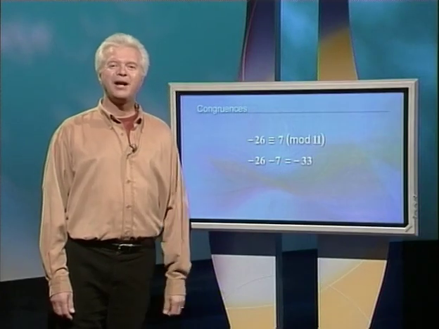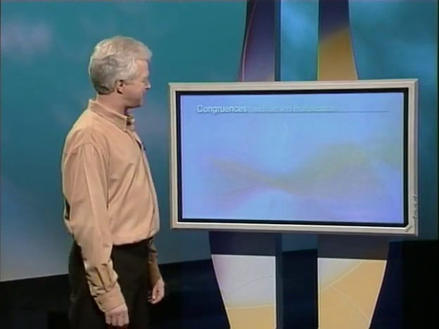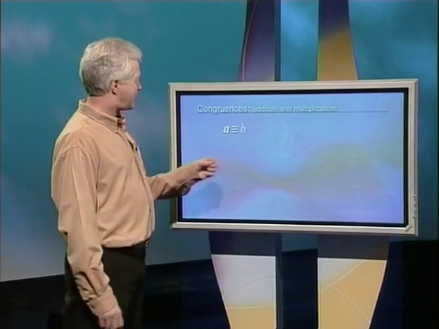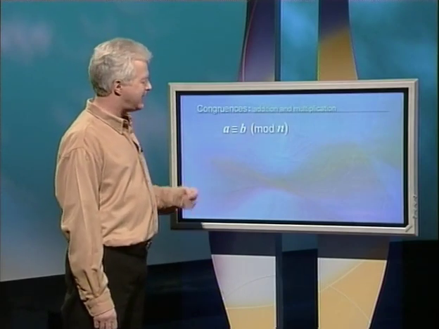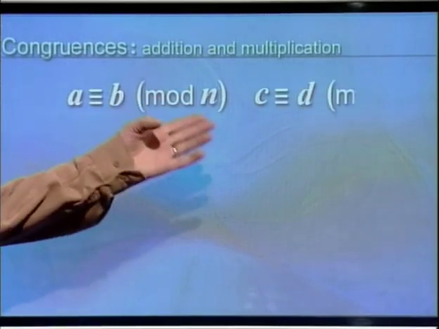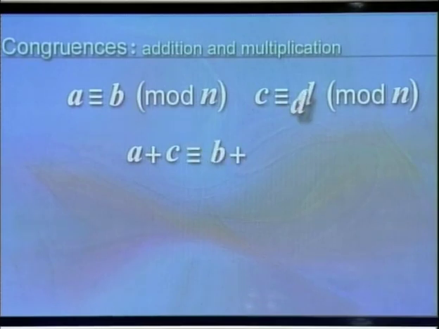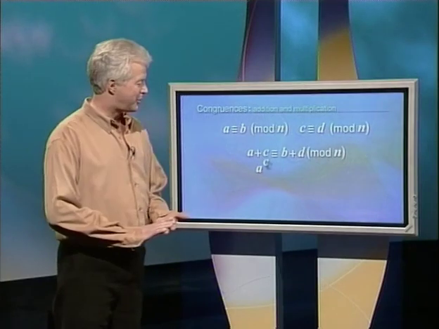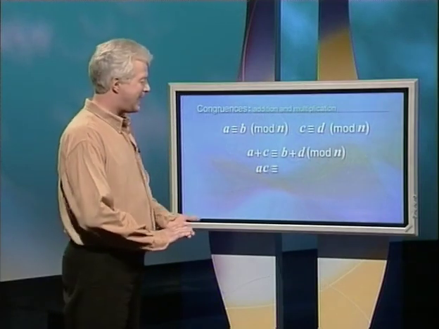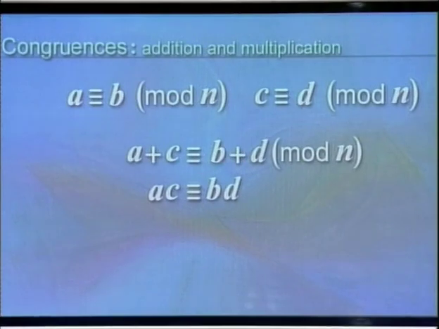OK, let's go on then and look at some of the properties of congruences. Let me take two congruences, A congruent to B mod n and C congruent to D mod n. The modulus the same in both cases. Now you can actually add congruences. So if these two statements are correct, we can say that A plus C is congruent to B plus D mod n. But not only can you add congruences, you can also multiply them. A times C would be congruent to B times D mod n.